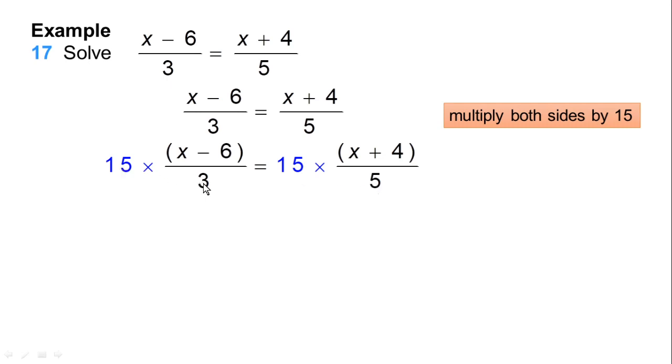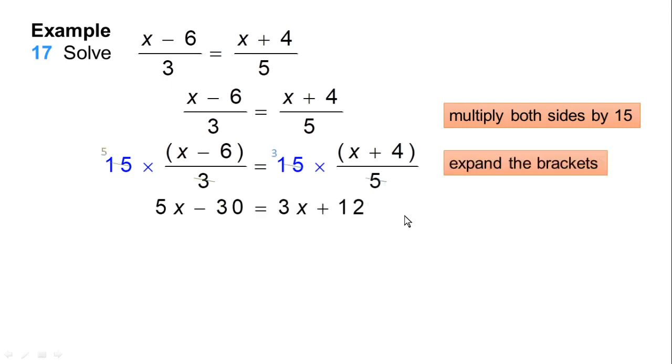Remember, 15 divided by 3 is 5, so this will become 5 times the quantity of x minus 6. 15 divided by 5 is 3, so it will become 3 times the quantity of x plus 4. There. So if I expand, 5 times x is 5x, 5 times negative 6 is negative 30. 3 times x is 3x, 3 times 4 is 12.